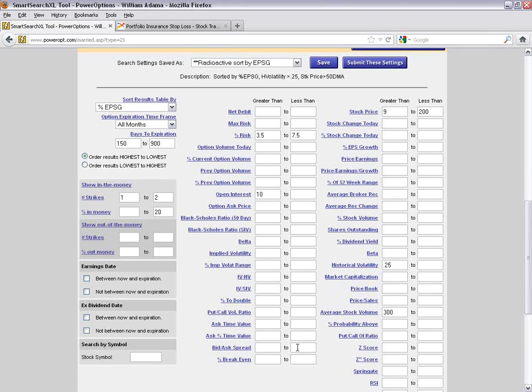And of course, as we're trading options that are far out in time, we might want to limit our bid-ask spread to be less than maybe 50 cents or maybe less than $1, depending on what kind of positions you're looking for.